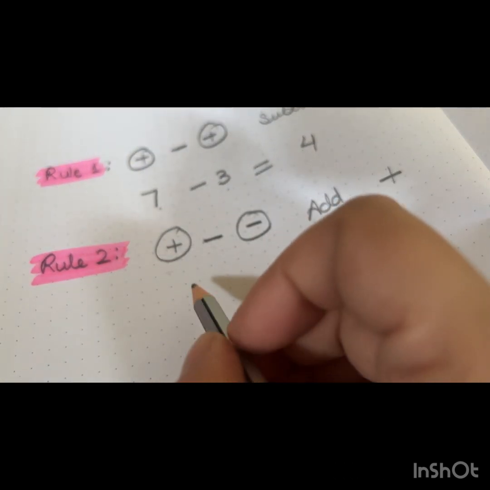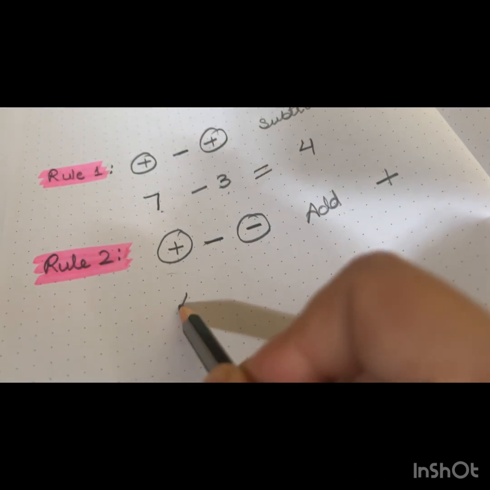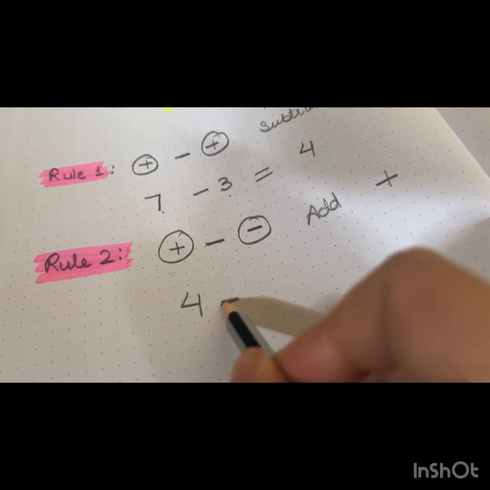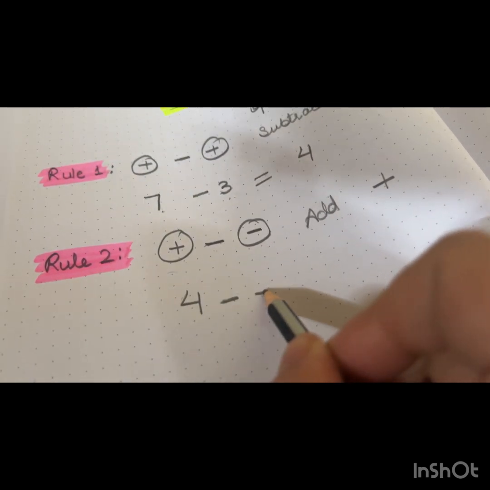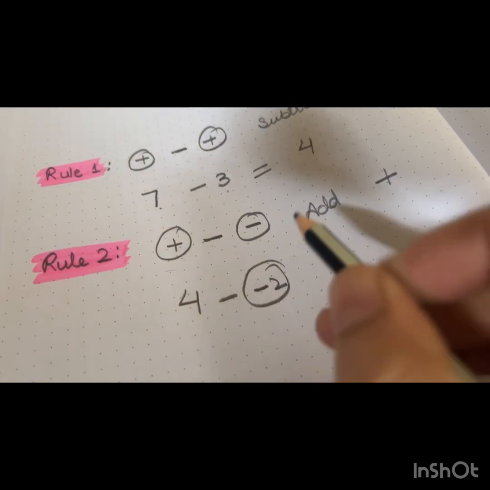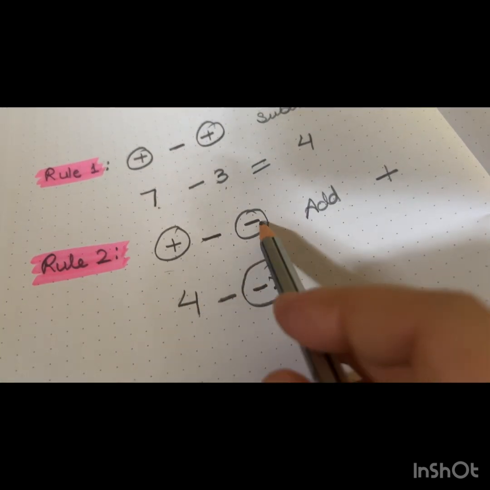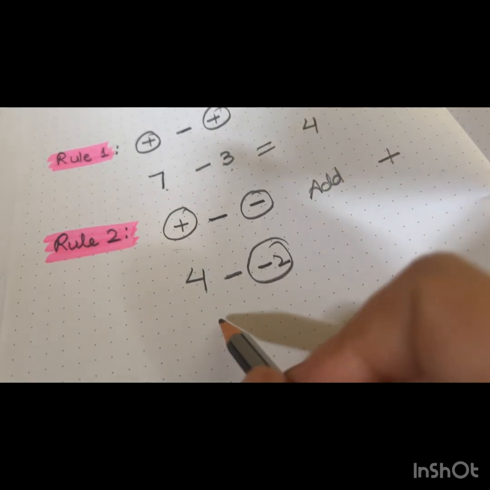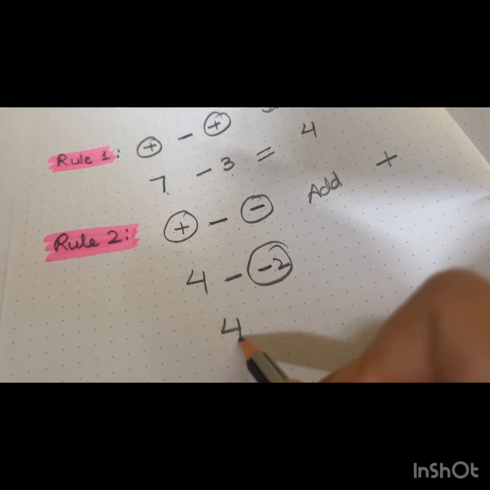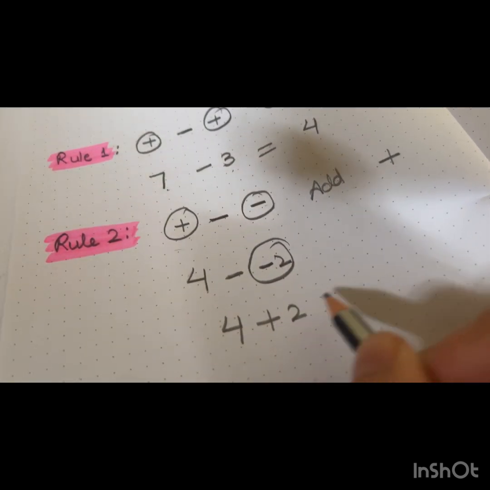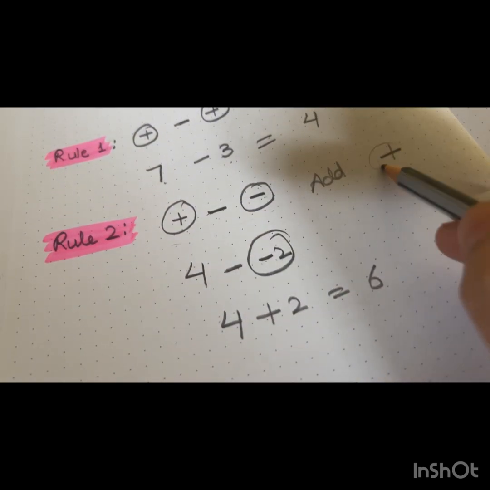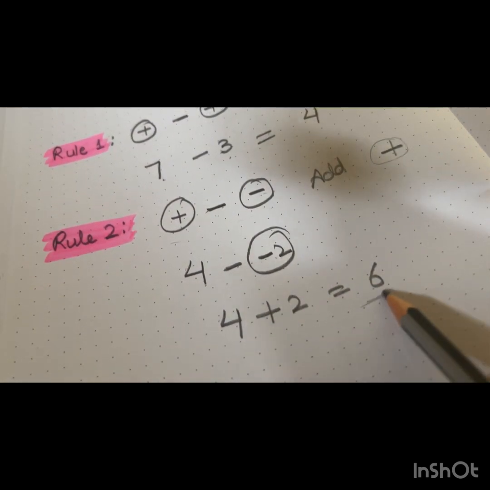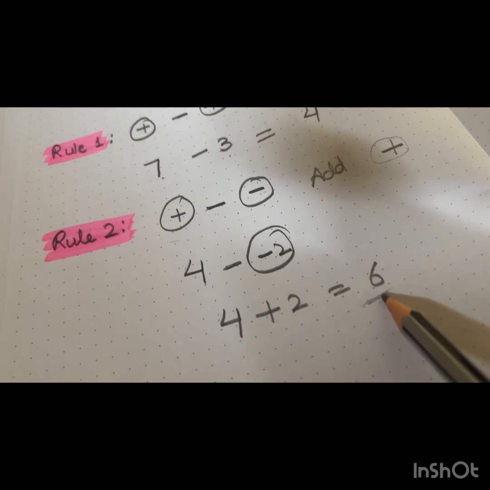So let me give you an example. If we are taking 4, that's a positive integer, minus, here we will take minus 2. Here 4 is a positive integer and minus 2 is a negative integer. What are we going to do? We are going to add them. 4 plus 2 will become 6, and the sign we are going to use is plus, so the answer is 6 only.